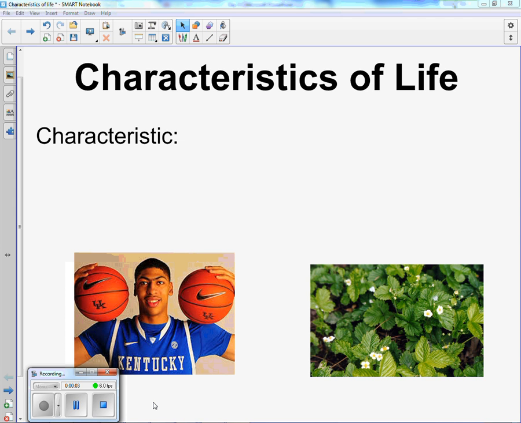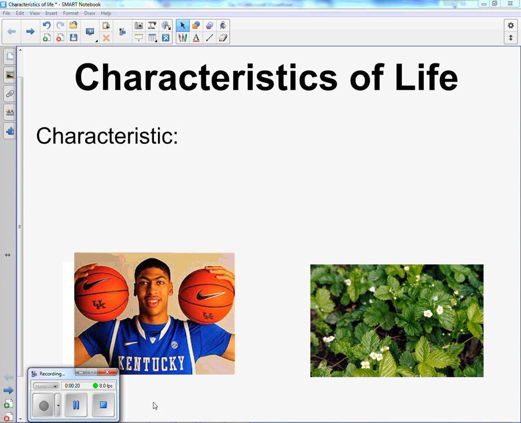Hello, biology students. So, we've been talking a lot about the essential question, which is, what is living? We did a lab, what makes something living? We had a classroom discussion. So right now, what we're going to do is go over some notes.